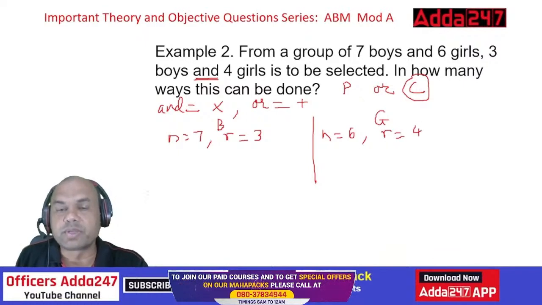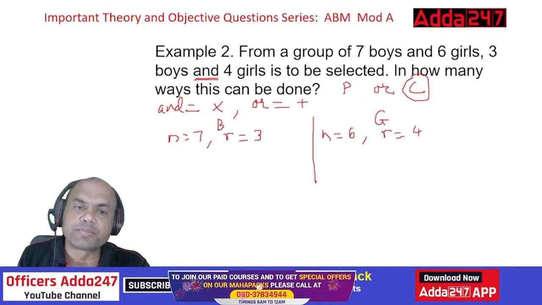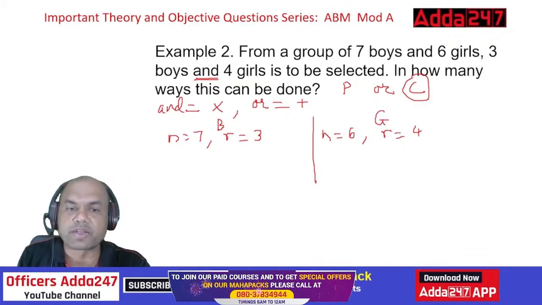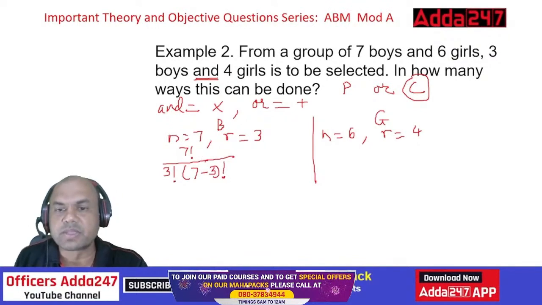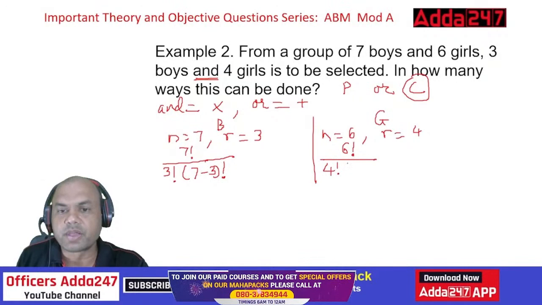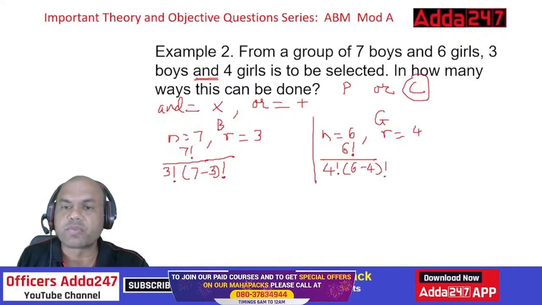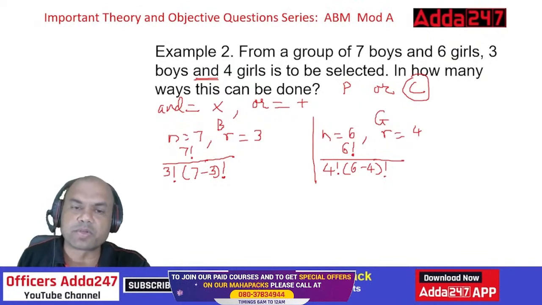Now I know it's a combination, so I'll use the combination formula. So C equals what? N factorial, so 7 factorial upon r factorial, 3 factorial into (7 minus 3) factorial, sorry. So n minus r. Similarly over here, 6 factorial upon 4 factorial into (6 minus 4) factorial, right? That's the answer. Now find it out, everyone. Let me see the answer from your side.